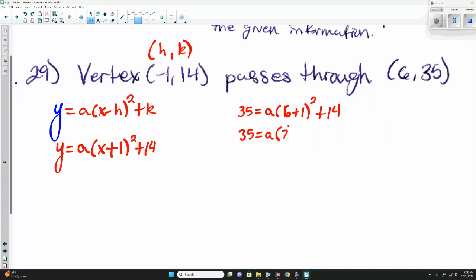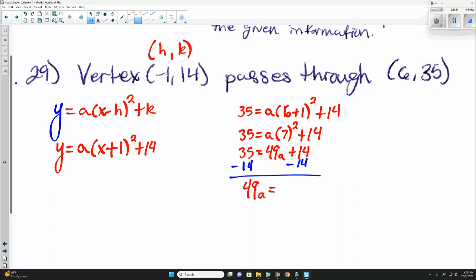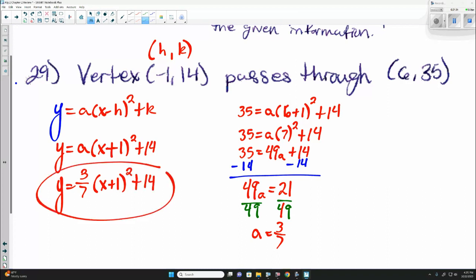So the first thing I'll do is 6 plus 1. Simplify what's inside the parentheses. 7 squared is 49 times a is 49a. Now at this point here, we can subtract 14 from both sides, telling us 49a is equal to 21. Now we can divide both sides by 49, telling us a is 3/7. So y is equal to 3/7 times x plus 1 squared plus 14. And that's it for that one there.